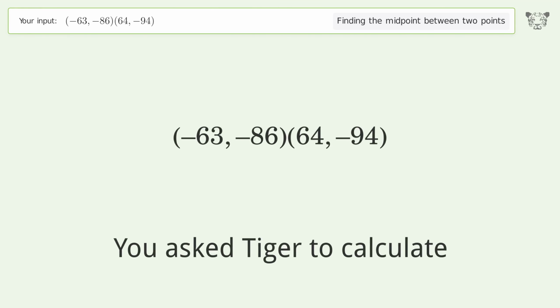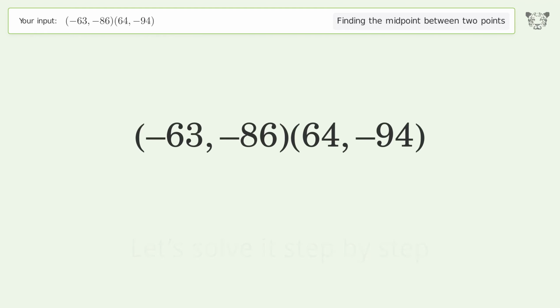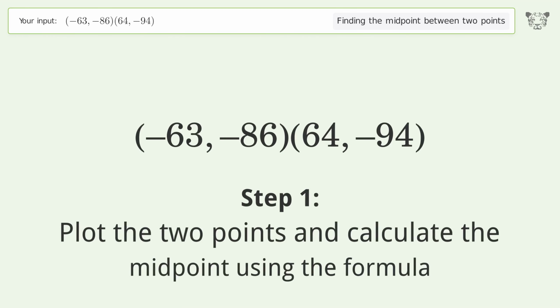You ask Tiger to calculate. This deals with finding the midpoint between 2 points. The midpoint between the 2 points is 0.5, -90. Let's solve it step by step. Plot the 2 points and calculate the midpoint using the formula.